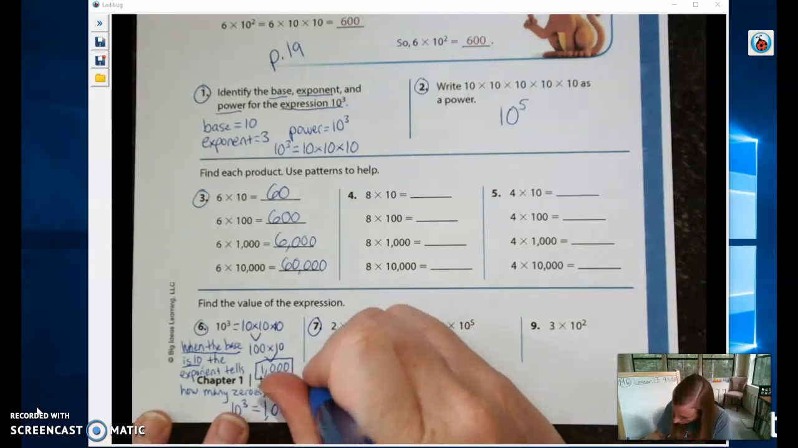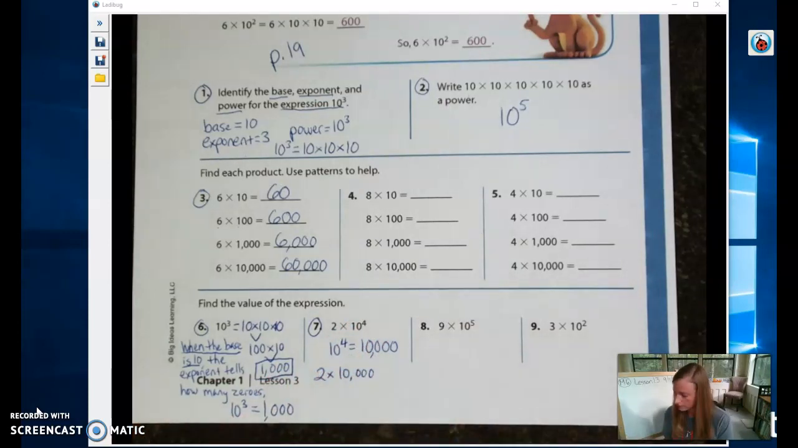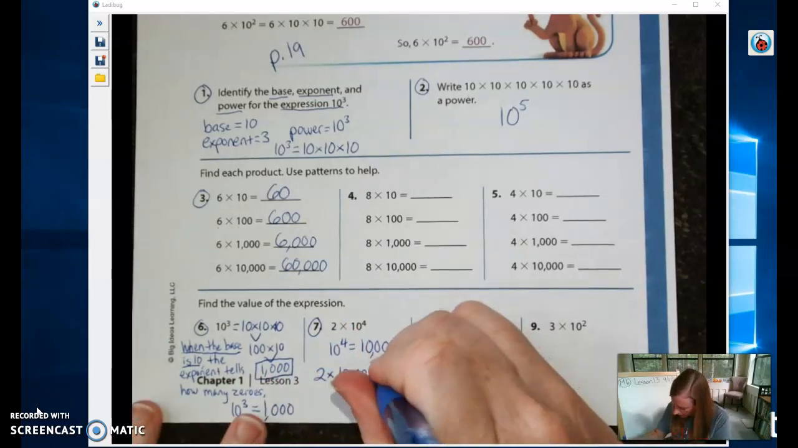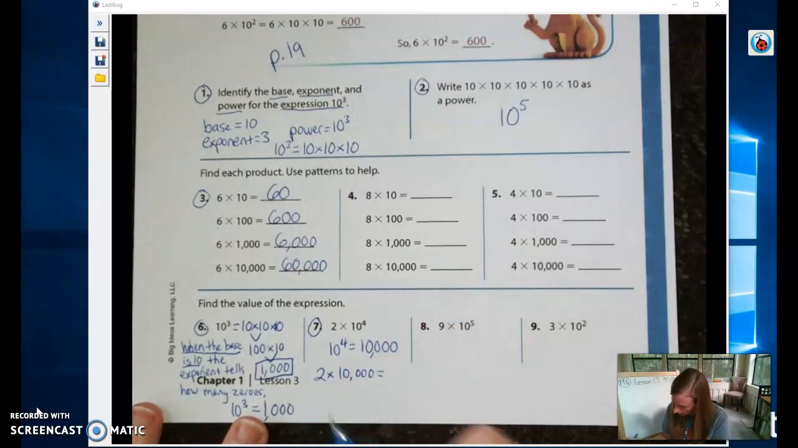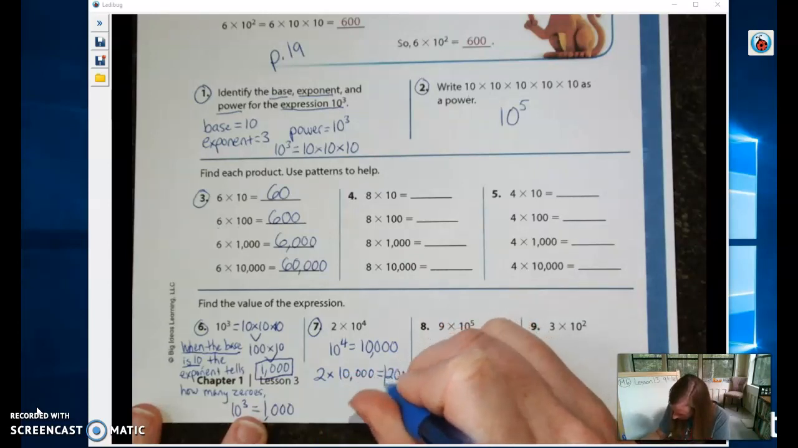Now we're going to do 2 times 10,000. And that's going to give us, well, 2 times 1 is 2, and 1, 2, 3, 4 zeros. 20,000.